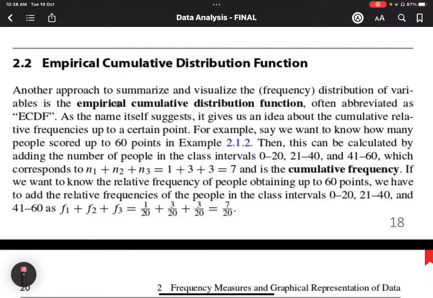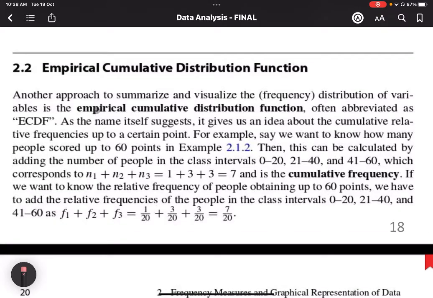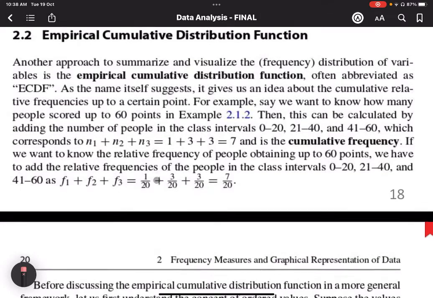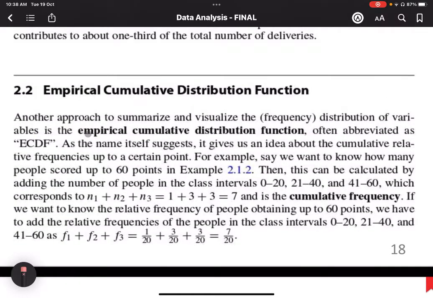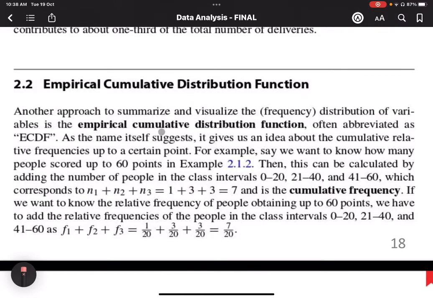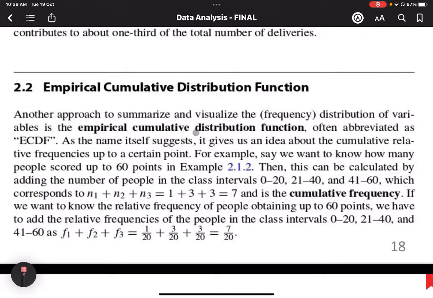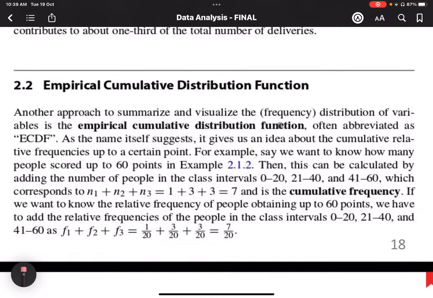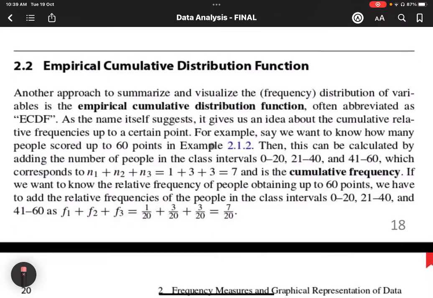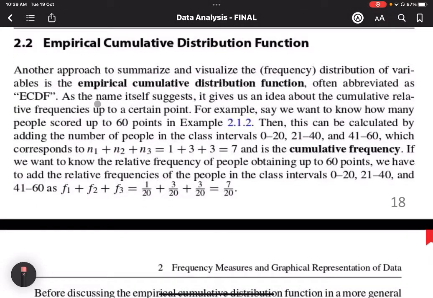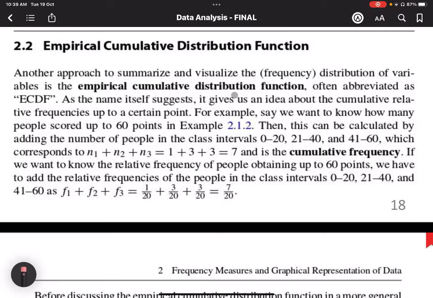Pag sinabing empirical, thorough study, ibig sabihin yung detalyado. Okay? Pag sinabing cumulative, ay yung total o yung accumulated value. Pag sinabing distribution, it pertains to the table. Yung function, alam niyo na yan. Often abbreviated as ECDF, ng empirical cumulative distribution function.